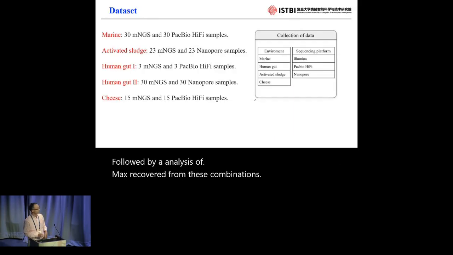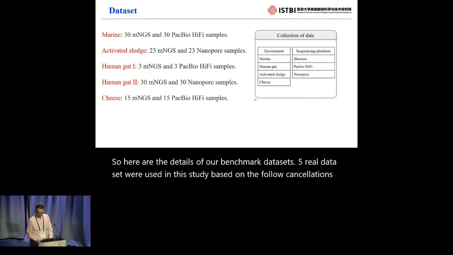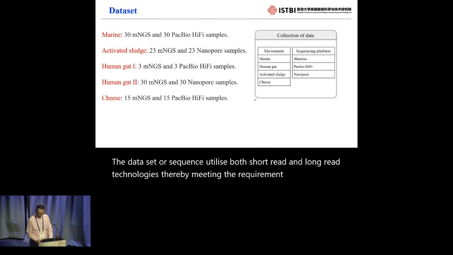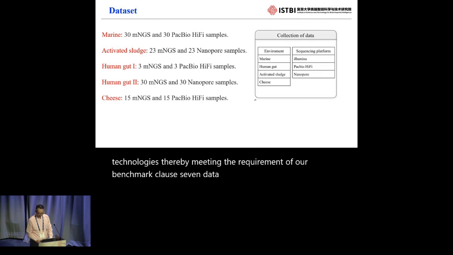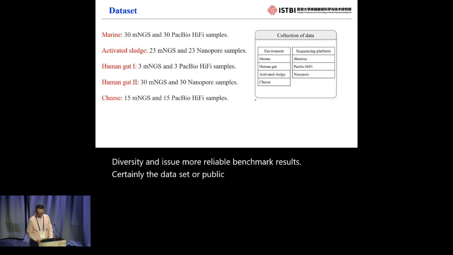So here are the details of our benchmark datasets. Five real metagenomic datasets were used in this study based on the following considerations. Firstly, the datasets were sequenced using both short-read and long-read technologies, thereby meeting the requirement of our benchmark across 7 data-binning combinations. Secondly, the datasets were collected from diverse environments, enhancing data diversity and ensuring more reliable benchmark results. Thirdly, the datasets were publicly available, ensuring the feasibility of benchmarking and the reproducibility of the study.